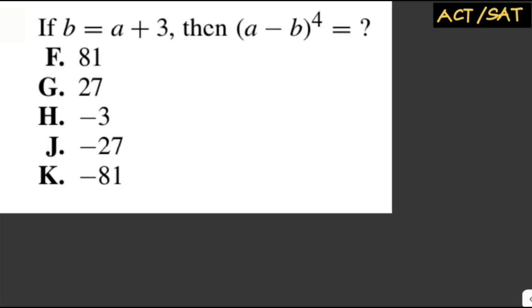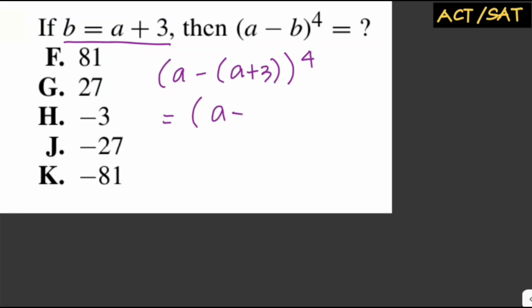If b is equal to a plus 3, then a minus b to the fourth is equal to. Now to solve for a minus b to the fourth, we just have to substitute the given value of b, which is equal to a plus 3. So this would become a minus b, and the value of b is just equal to a plus 3, then to the fourth. And we simplify this.